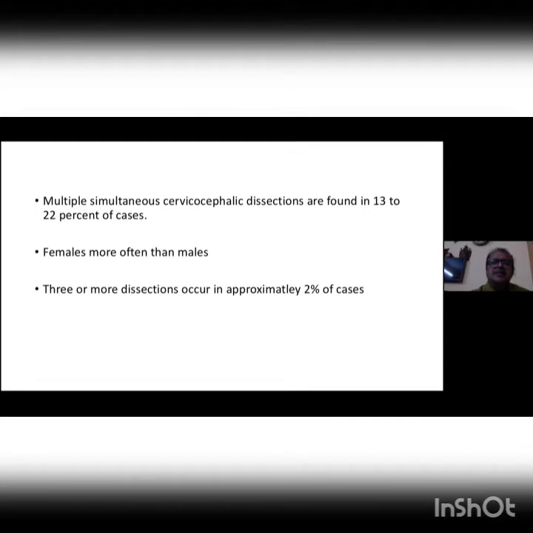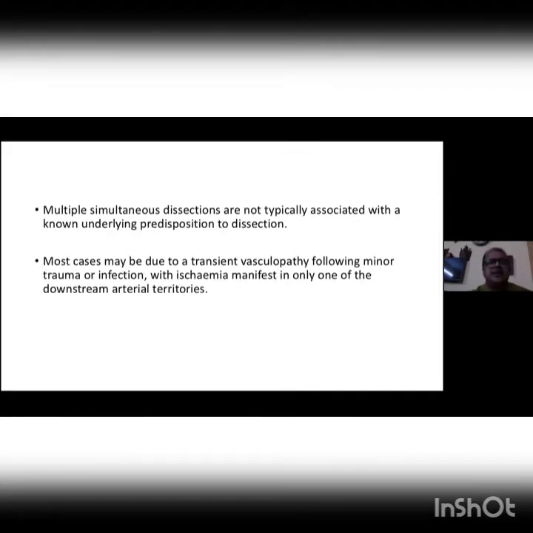Multiple simultaneous cervicocephalic dissections are found in 13 to 22% of the cases. Females are more often affected than males. Three or more dissections occur in approximately 2% of the cases, so we should not be surprised if we see more dissections in the blood vessels. Multiple simultaneous dissections are not typically associated with a known underlying predisposition to dissection. So we may not be able to find any specific reason.